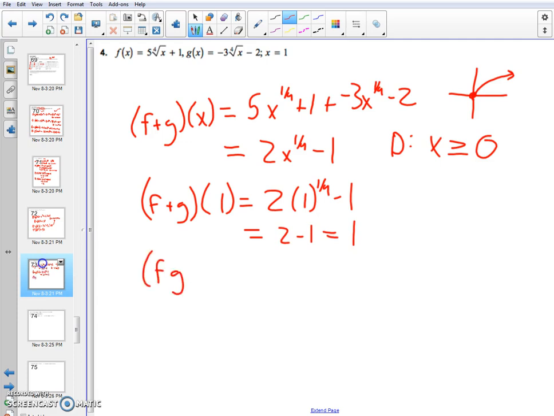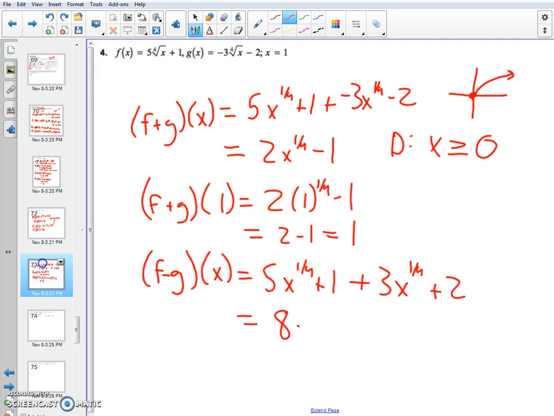Let's look at the subtracting then. So first we have to find f minus g of x. So that's 5x to the 1/4 plus 1. And the signs are going to change then. So that negative 3x to the 1/4 is now positive 3x to the 1/4. That minus 2 becomes a plus 2. So I have 8x to the 1/4 when I add, plus 3.